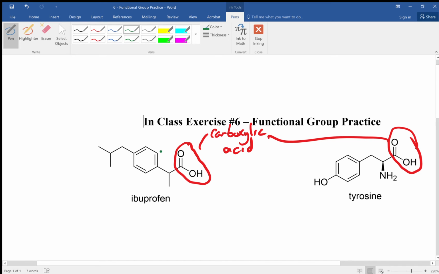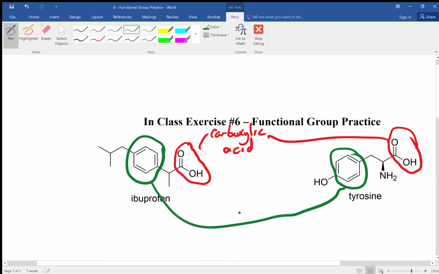In addition to that, each molecule contains an aromatic ring. Now for ibuprofen, that's it. Something I see early on is that students will label alkanes. But given that virtually every molecule has some sort of CH and CC single bonds in it, we don't usually label alkanes.